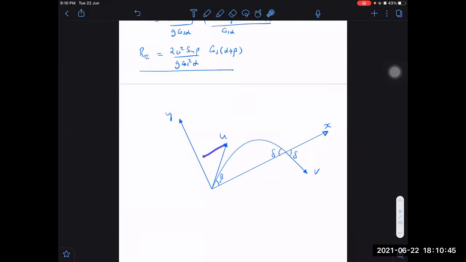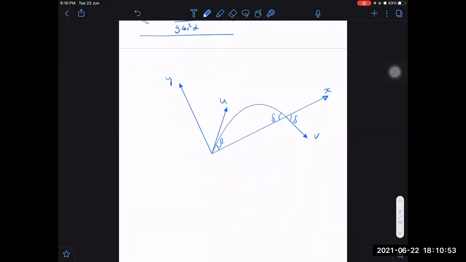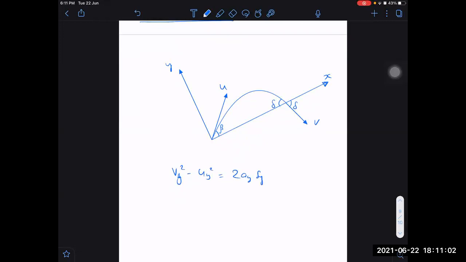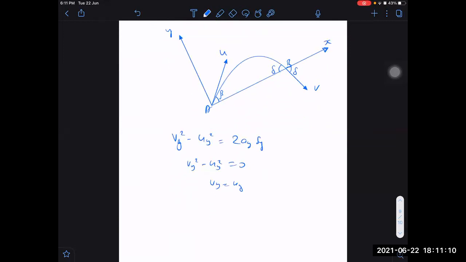Which velocities are equal? Their components along the y-axis are equal. I have proved already that the components along the y-axis will be equal. You remember by which way I proved it? By the formula vy square minus uy square is equal to 2 into ay into sy. And what is sy for the total journey from A to B? Zero. Then from there I proved that vy will be equal to uy.